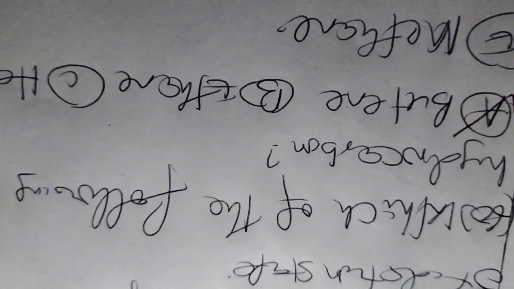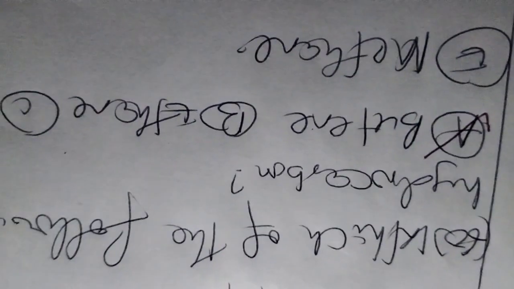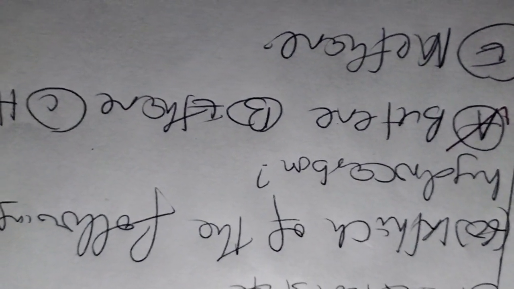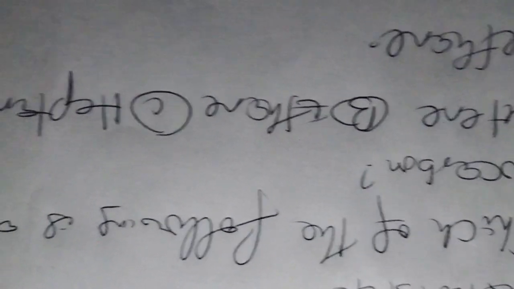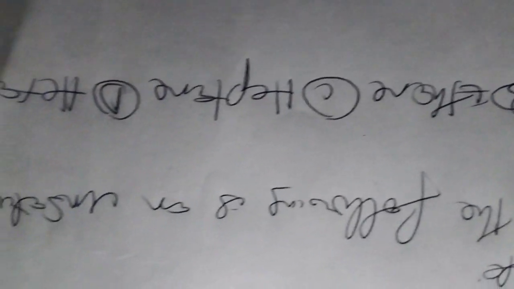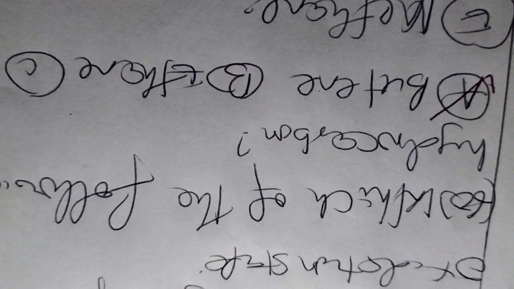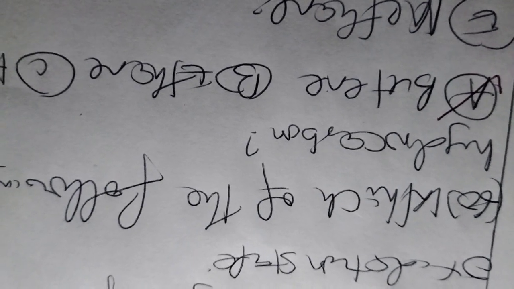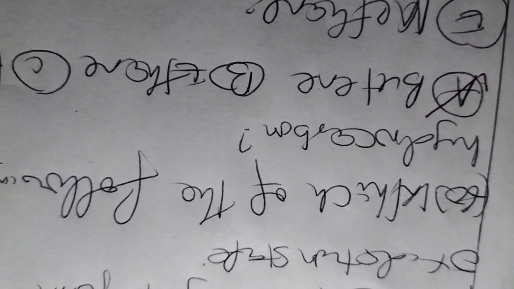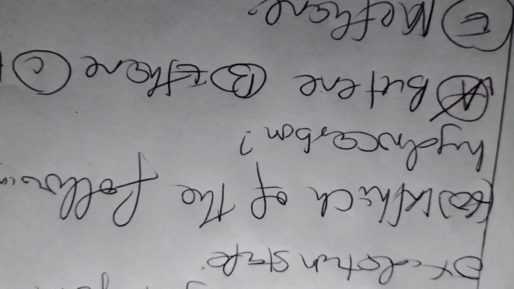Number 60. The following is an unsaturated hydrocarbon: A, butene, B, ethane, C, heptane, D, hexane, and E, methane. So number 60, the answer is A. Butene is an alkene. Alkenes are unsaturated, so 60 is A.